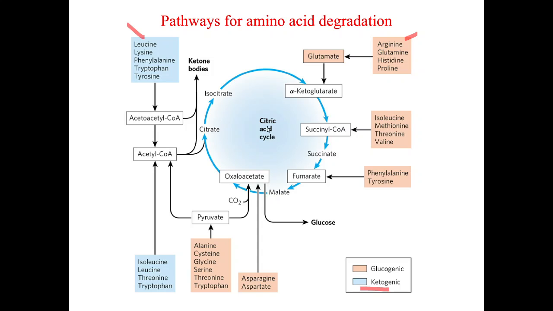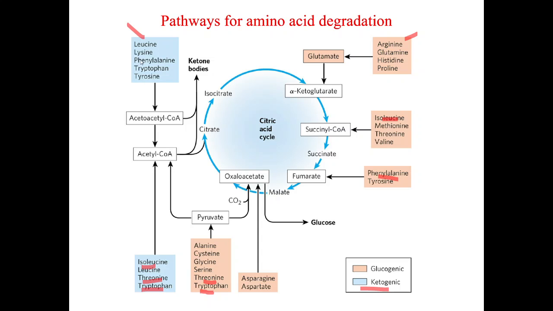Let's search if such an amino acid is there. Threonine is there, it is ketogenic. Threonine is also glucogenic. So this is both ketogenic and glucogenic. Tryptophan is ketogenic. Tryptophan is also glucogenic. Leucine, can you see leucine here? Tyrosine, phenylalanine. So leucine is lacking. Isoleucine is here, so it is both ketogenic and glucogenic.